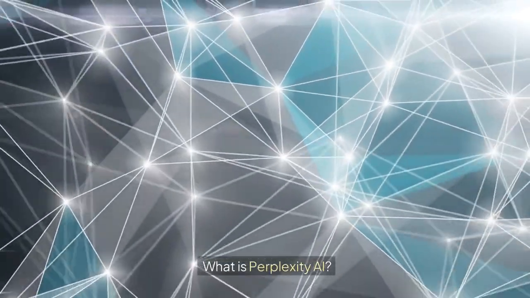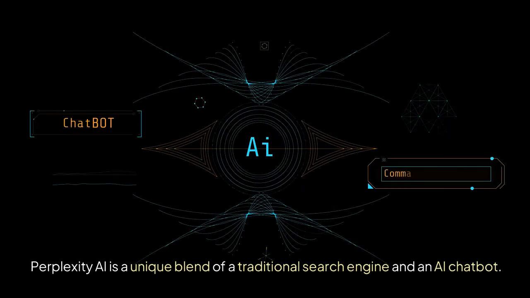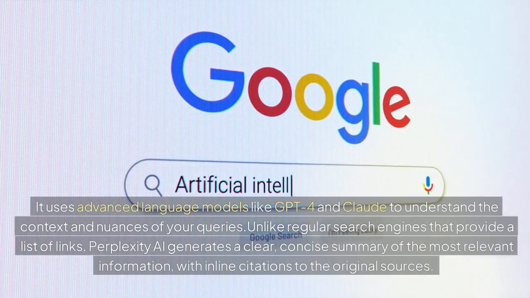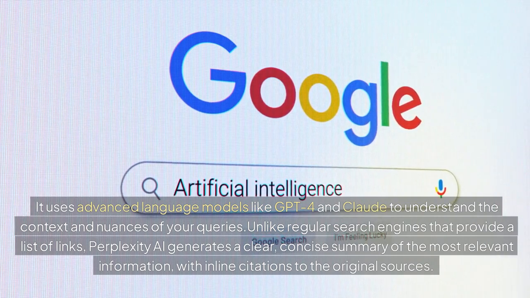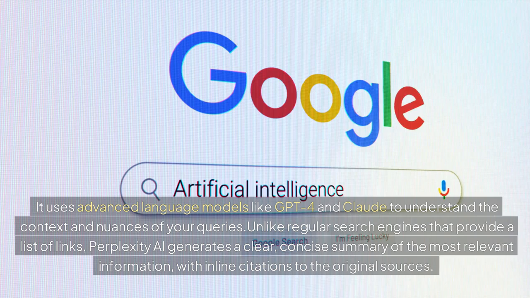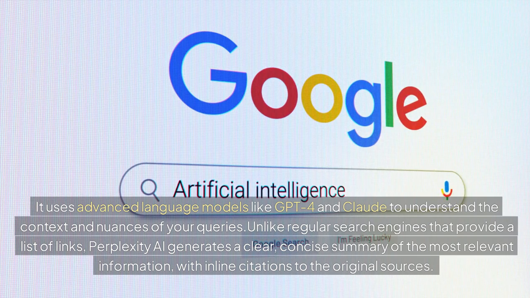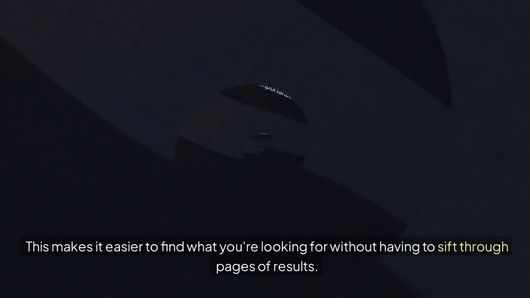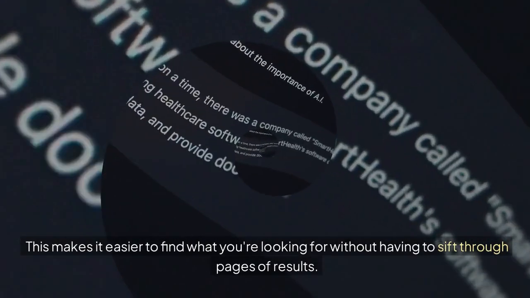What is Perplexity AI? Perplexity AI is a unique blend of a traditional search engine and an AI chatbot. It uses advanced language models like GPT-4 and Claude to understand the context and nuances of your queries. Unlike regular search engines that provide a list of links, Perplexity AI generates a clear, concise summary of the most relevant information, with inline citations to the original sources. This makes it easier to find what you're looking for without having to sift through pages of results.